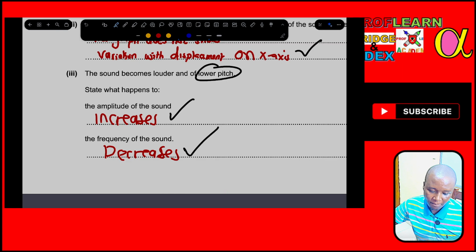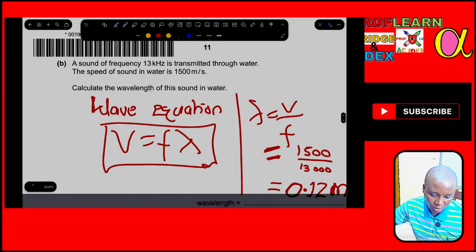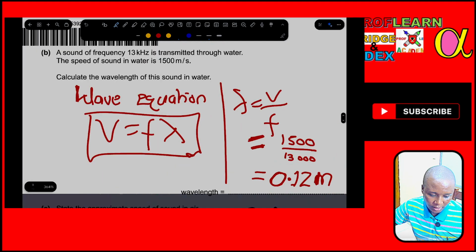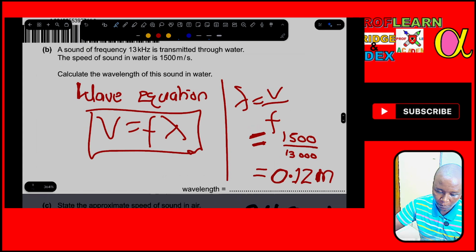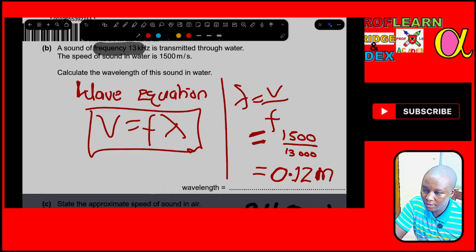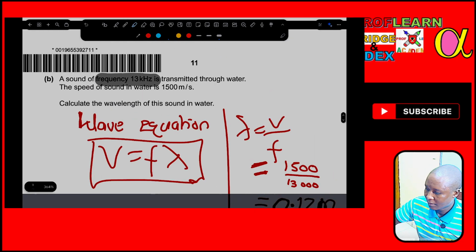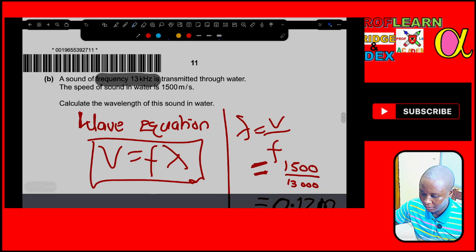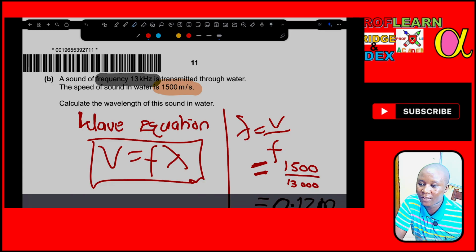All right, guys. I'll also have to look at the next question, and the next question was asking about the speed of sound. Here we are told the frequency is 13 kilohertz, and the speed is 1,500 meters per second. Calculate the wavelength.